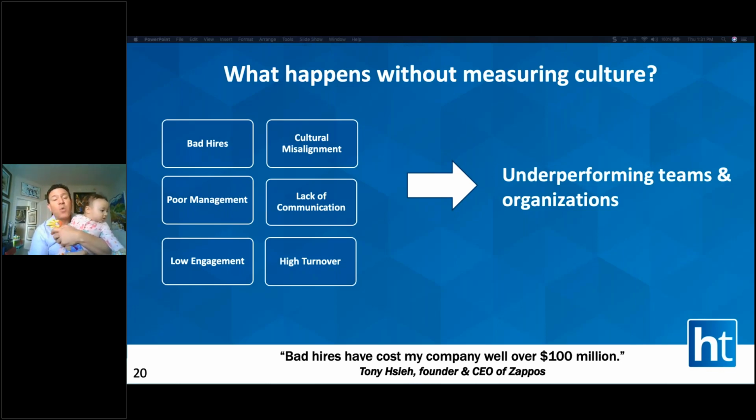Let's just summarize it. When you don't measure culture and you don't have team leaders who can articulate their own team culture and understand how to repeat it or how to hire for diversity to it, what you get is underperforming teams and underperforming organizations. And now HR as a function can impact performance, P&L, bottom line, profitability through HR technology and data.